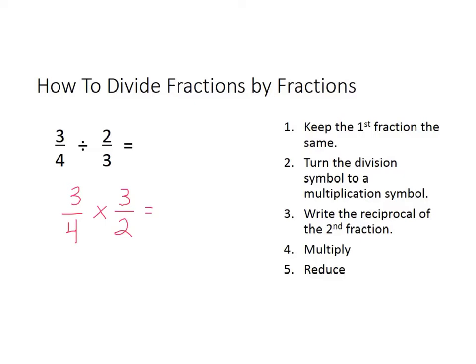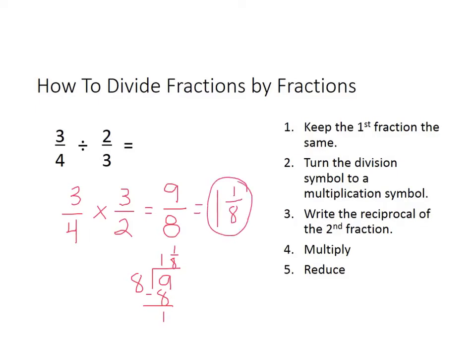Then you multiply. Go numerator times numerator, denominator times denominator, and then we reduce. Now we can't really divide anything out of both the numerator and denominator, but as you can see, this is an improper fraction. So we're going to need to take 9 divided by 8. 8 goes into 9 one time. Subtract. The remainder becomes your numerator, and your divisor stays as your denominator. So our final quotient is 1 and 1/8. Go ahead and write these down, and then we'll go on to the next slide.